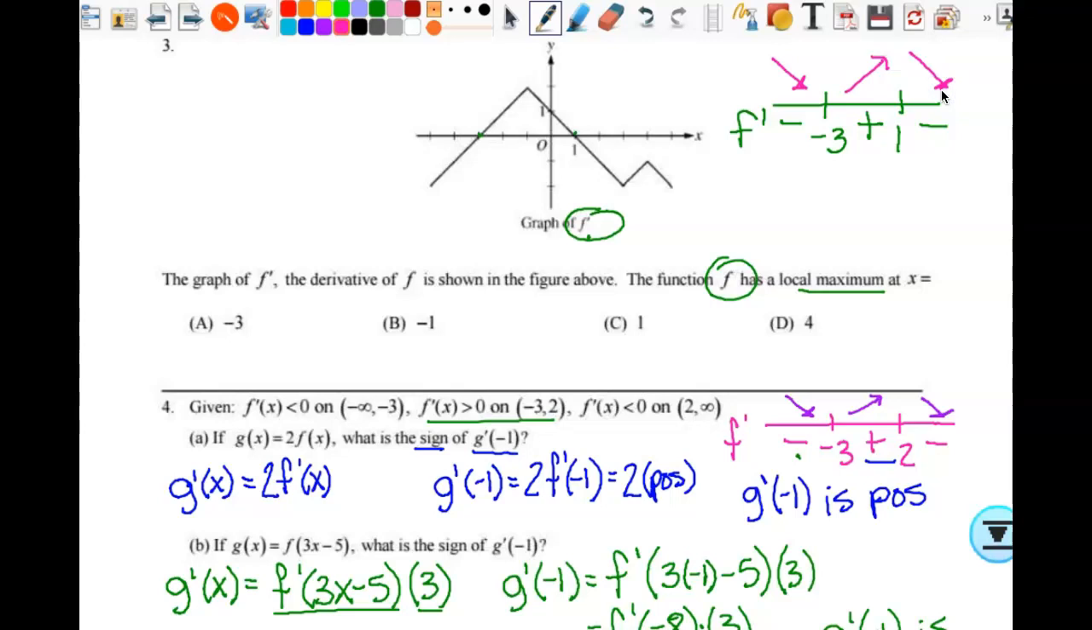Okay, so then it says local maximum. Now you can just look at your sign chart, and where's the maximum, at negative 3 or 1? 1, because you can see it right there, and that's your answer. So the sign charts, we're going to do them a lot. They can be very, very helpful to help you wrap your mind around everything.